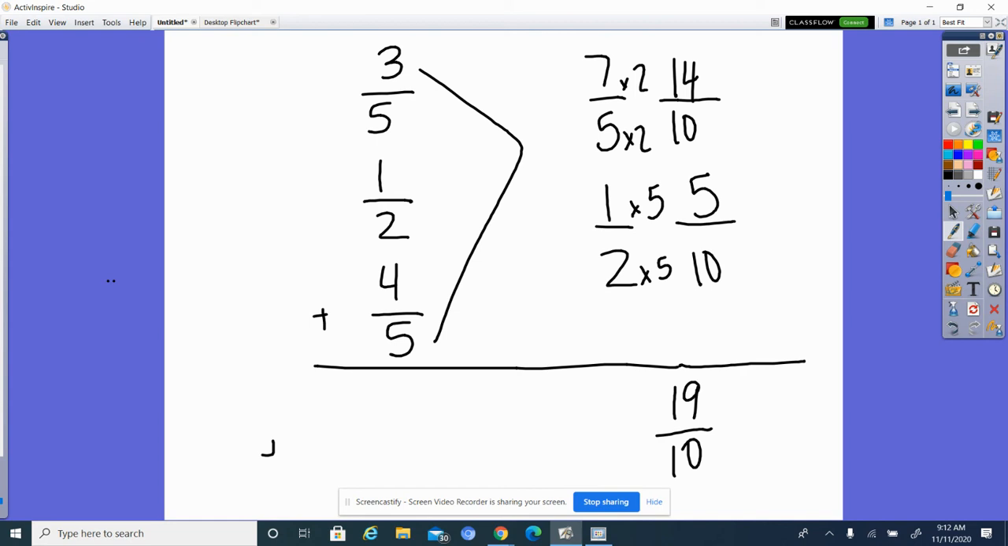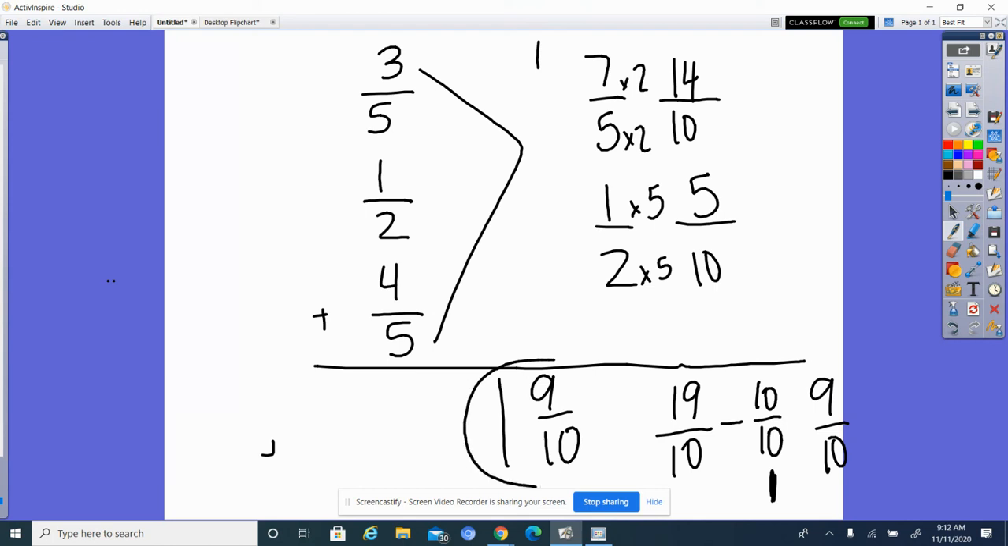Can I leave it like that? No. Okay, I'm going to take out a whole, which is what? 10 tenths. So 19 tenths minus 10 tenths equals 9 tenths. But what do I do with this 1? Yeah, it's got to go over there, right? So what's 1 plus 0 plus 0? 1. So my answer is 1 and 9 tenths. Why do I know that's in simplest form? Numerator's 1 less than denominator.